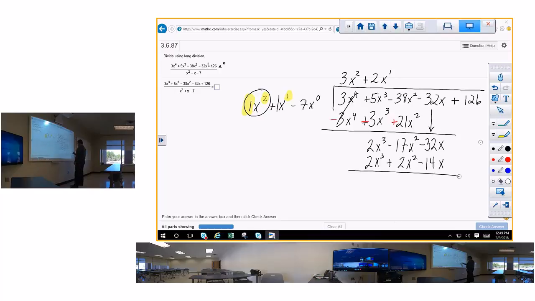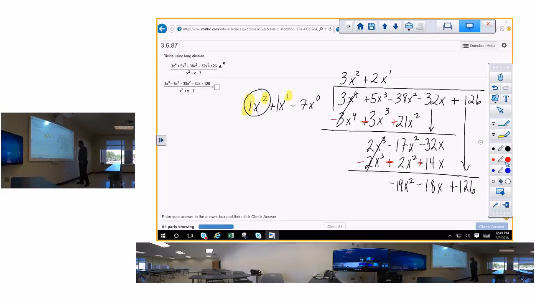You always subtract. Negative, negative, positive. And that gives us what's supposed to happen. Negative 17 minus 2 is negative 19x squared. Negative 32 is negative, because it's the biggest number. And then 32 minus 14 is 18x. And the 126 comes down to help out.